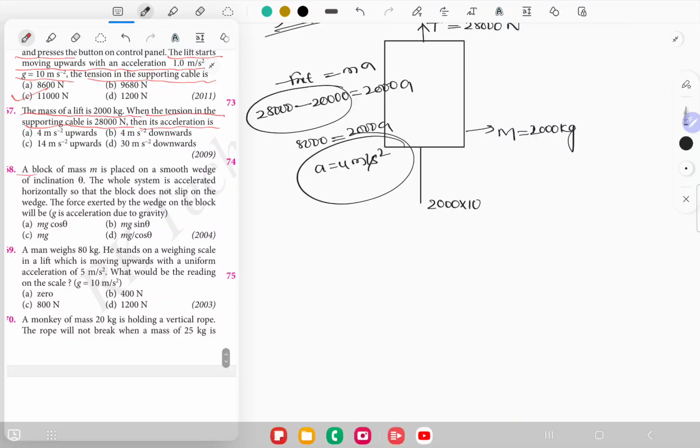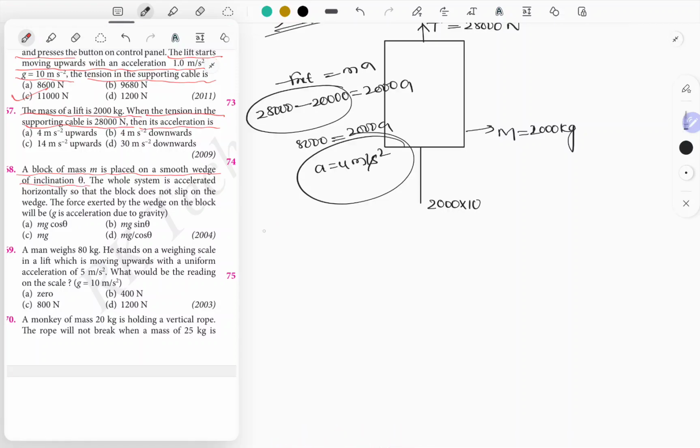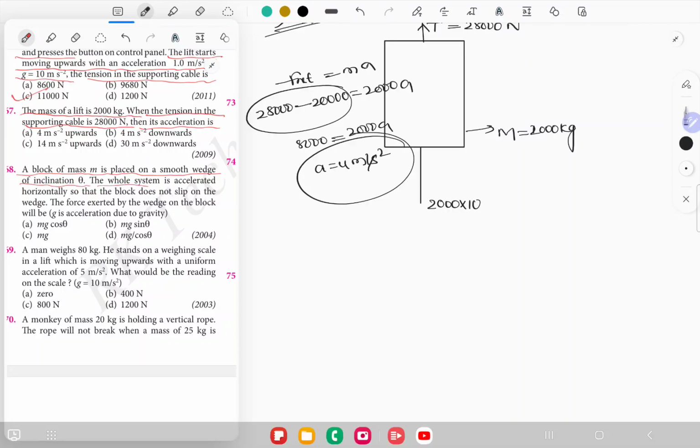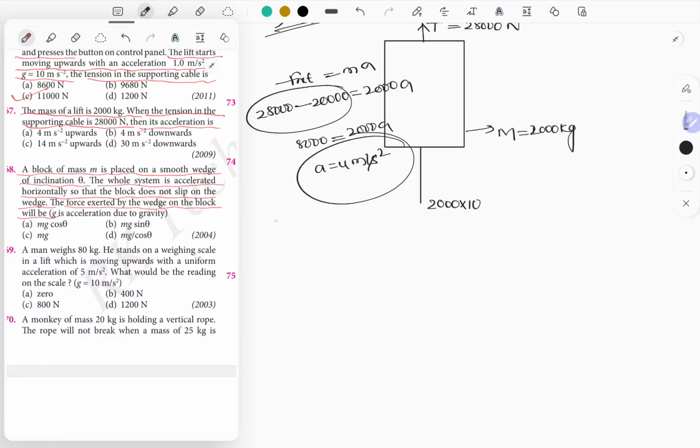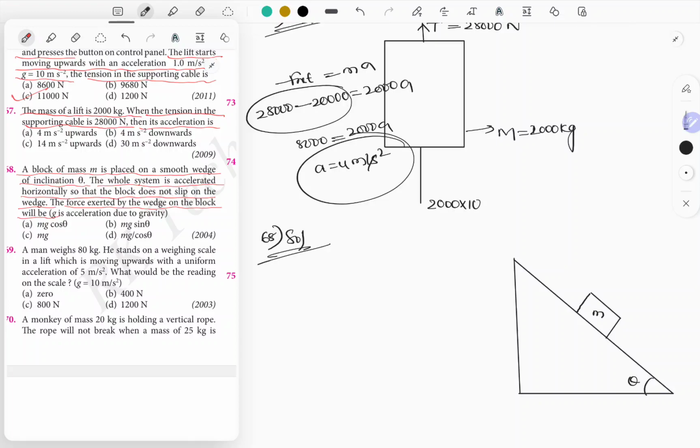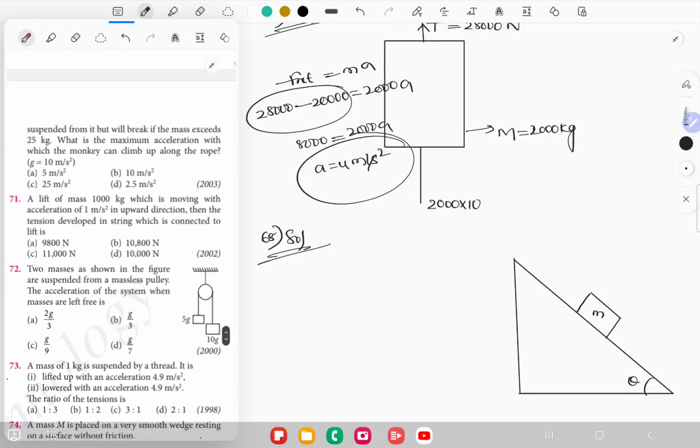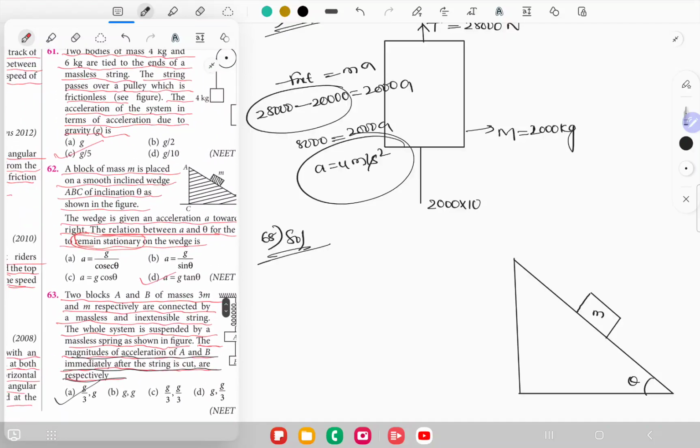Next. A block of mass small m is placed on a smooth wedge of inclination theta. The whole system is accelerated horizontally so that the block does not slip on the wedge. The force exerted by the wedge on the block will be? Question number 68. We already solved this kind of question. Which question did we solve? Same type, this one.